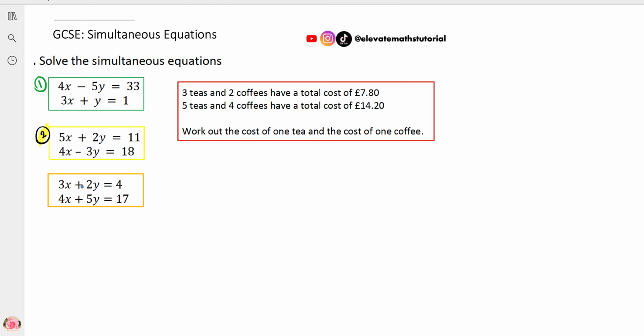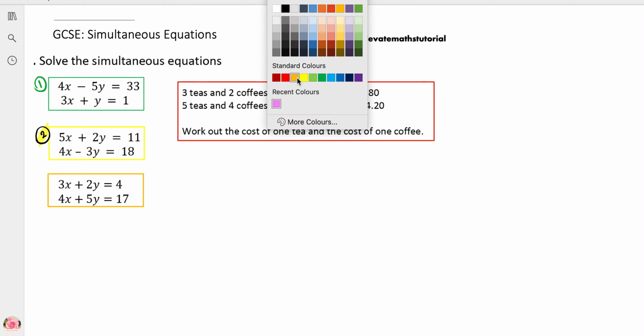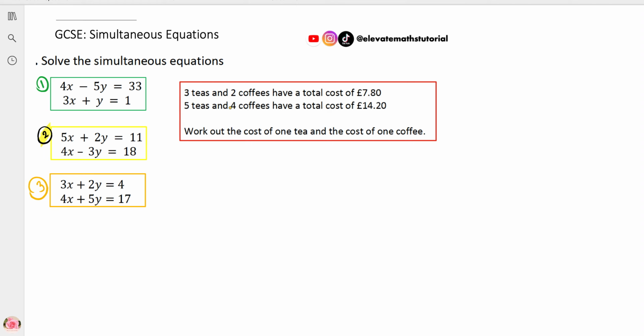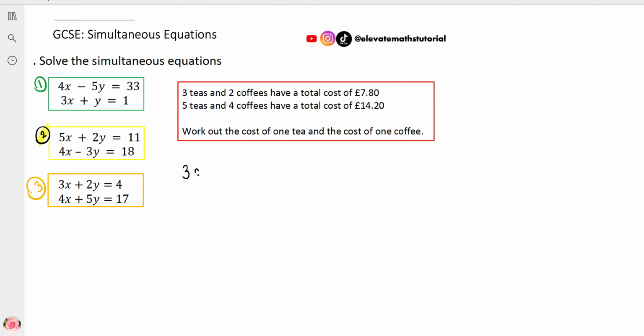So the third question from simultaneous equation is the one below. This is the Amber question number 3. So let's get started. What we have here is 3x plus 2y is equals to 4, and then 4x plus 5y is equals to 17. Now the same approach is what you did with these two questions.